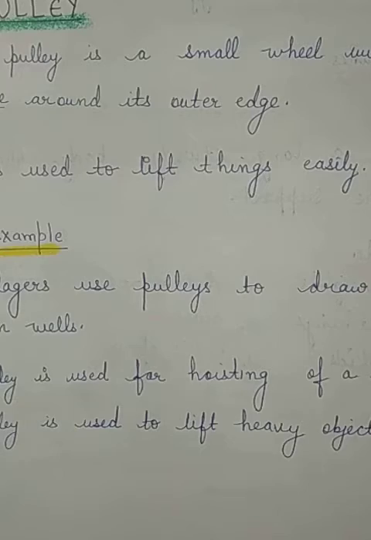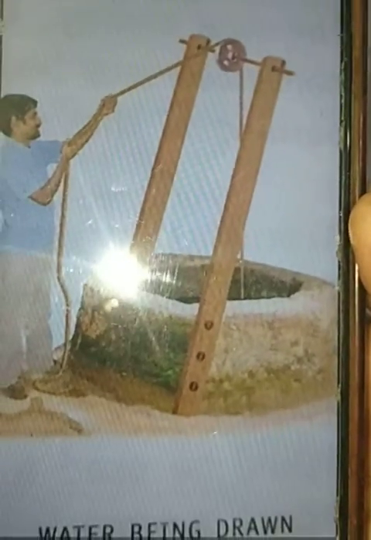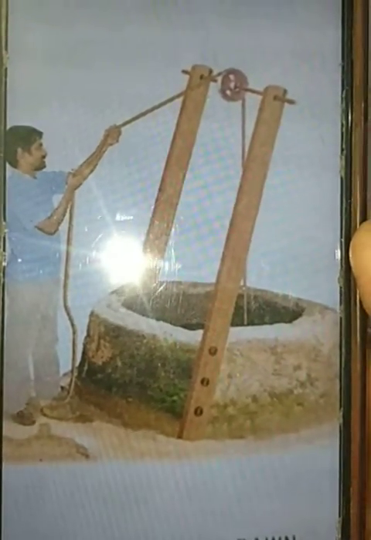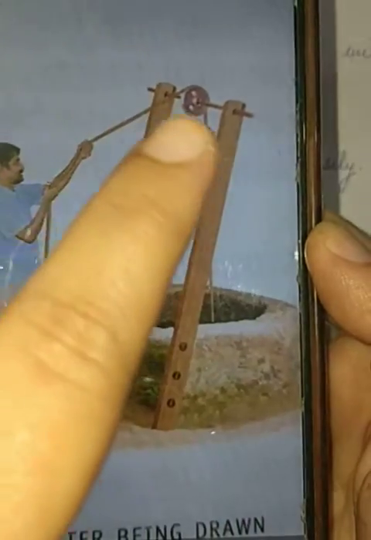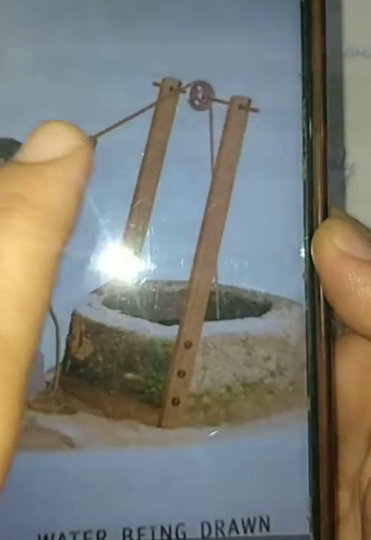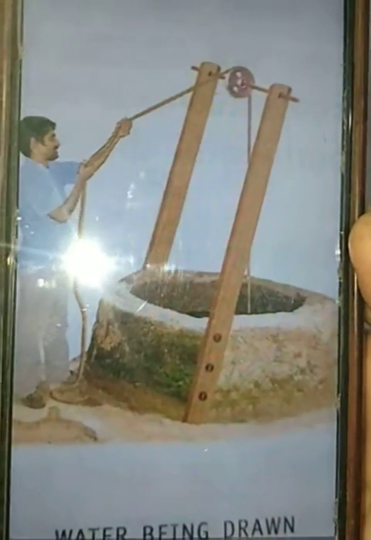See this picture, what is shown in this picture? This is a person drawing water from the well. So where is the pulley here? This is the pulley. It is a small wheel around which a rope is there, and this rope is used to draw water from the well. So this is an example of a pulley.